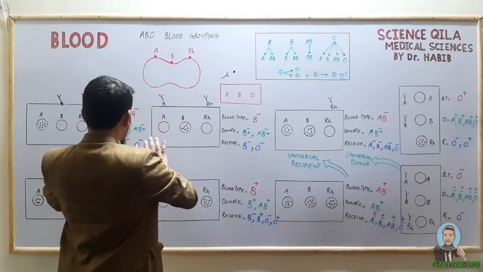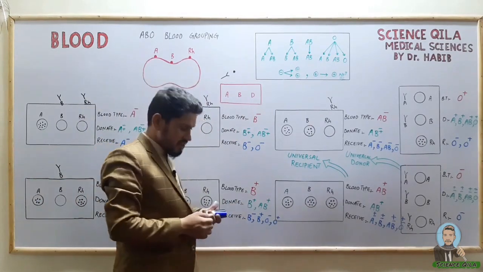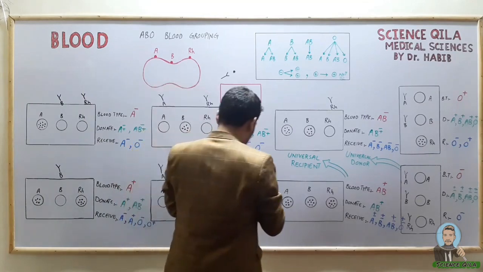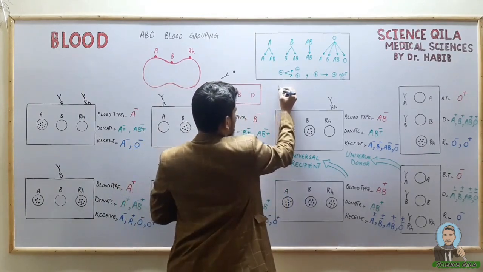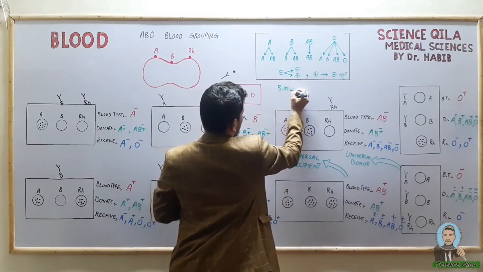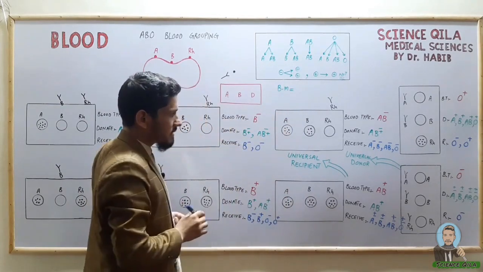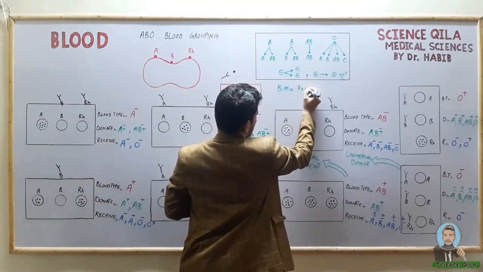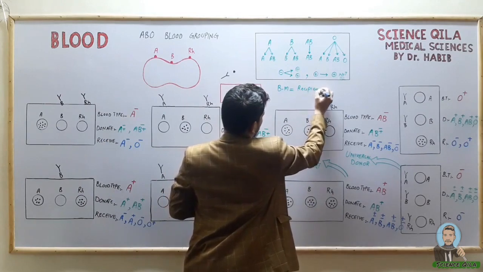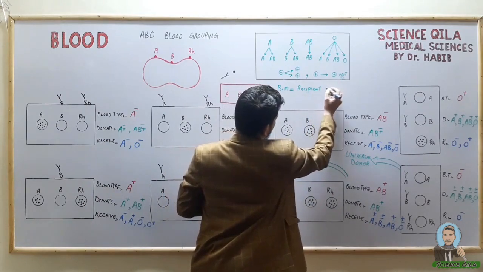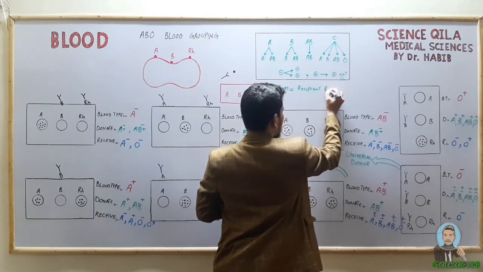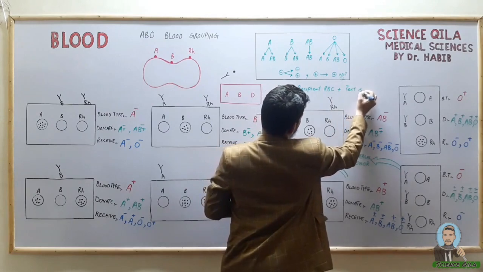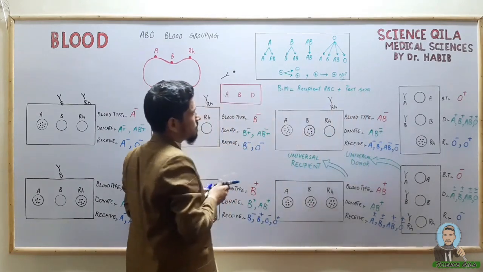So this was the overall overview of blood matching or blood typing. Let me write it here in a simplified way in a formula: blood matching is a laboratory technique or laboratory test in which you take the recipient RBC and test sera. So you react these two.